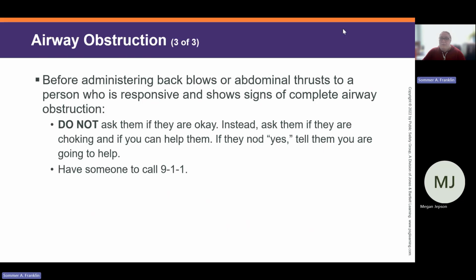Before administering back blows or abdominal thrusts to a person who is responsive and shows signs of complete airway obstruction, do not ask them if they are okay. Instead, ask them if they are choking and if you can help them. If they nod yes, then you are going to help. Have someone call 911.